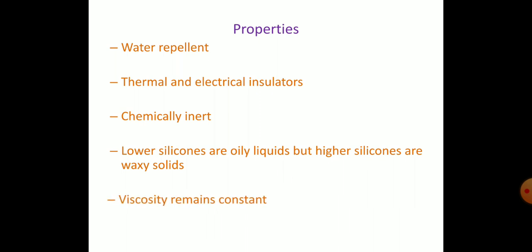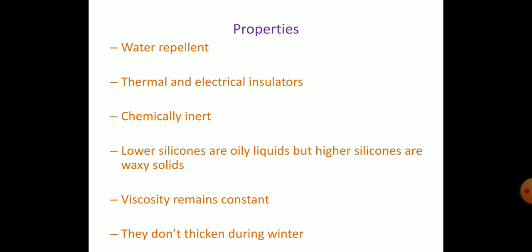Then property number 5 is the viscosity remains constant. What is viscosity? The rate of flow of liquid is called viscosity. The viscosity remains constant. Even if we heat them, there will be no change in the viscosity. That is given in the next point. They do not thicken during winter. In the winter season, there is no thickening of silicone resins or silicone oils.